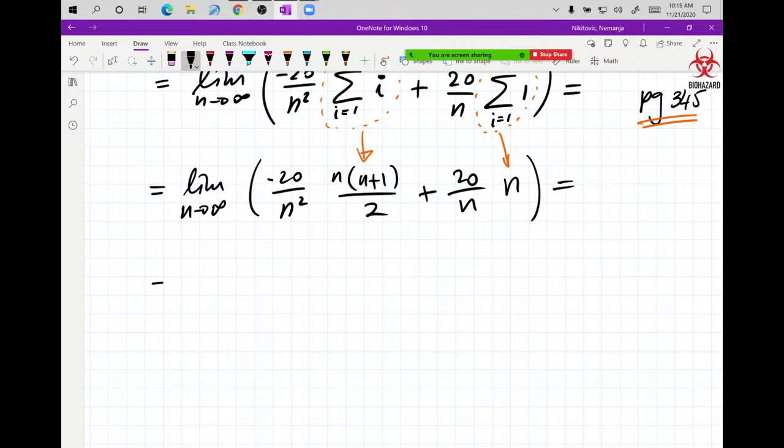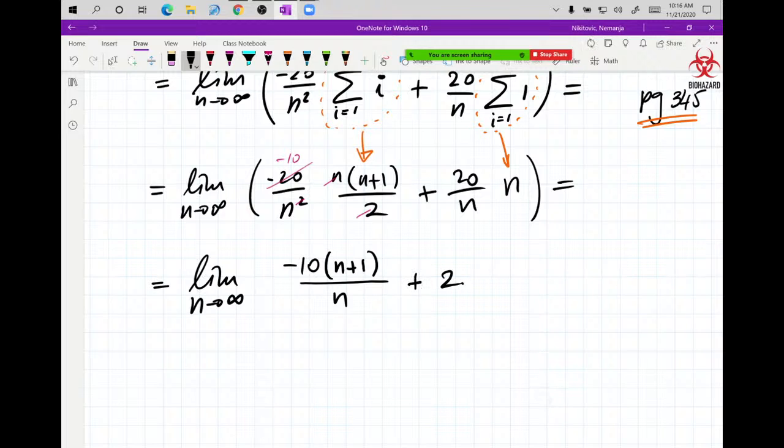From this point on, the problem is a joke, right? Basic chapter 2 limit. You have your n cancels, 20 and 2 cancels to negative 10. So you got your negative 10 times n plus 1 divided by n, plus 20. And when you send n to infinity over here, n divided by n is 1. You got your negative 10 plus 20. You got your 10. Woohoo!